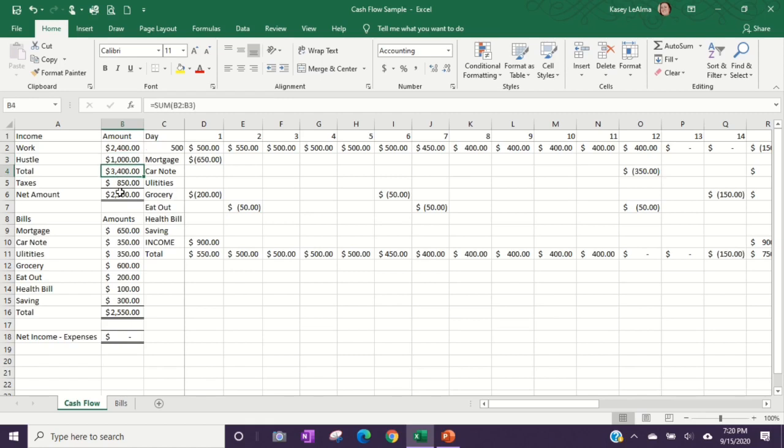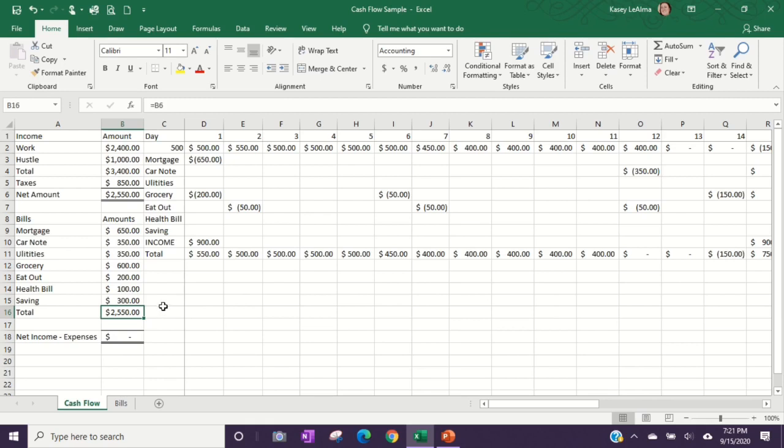So the total that she makes is $3,400 a month, though there's $850 of taxes that are taken out, so she only brings home $2,550. Now her bills: she has a mortgage of $650, a car note of $350, utilities run $350, groceries she spends $600. She spends roughly $200 on eating out. She has a health bill that she pays $100 each month on, and she puts $300 towards her savings account.